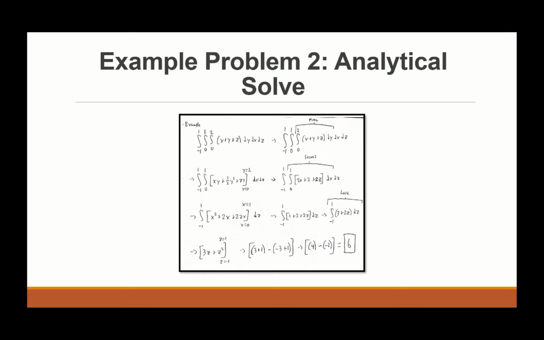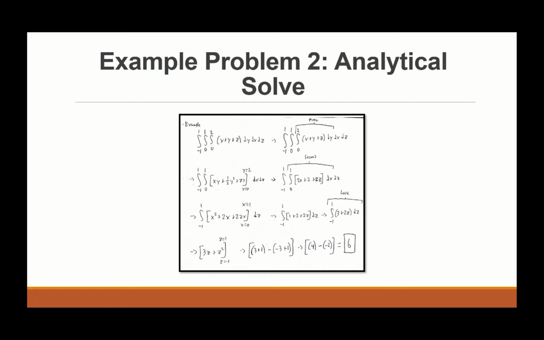Once again, 0 is useless because every single variable has a y attached, so that would all go to 0. So you just plug in y equals 2. Then you're left with the double integral of 2x plus 2 plus 2z, with respect to dx dz. So you take the second integral with respect to x. So you have the integral of -1 to 1, x squared plus 2x plus 2zx, from x equals 0 to x equals 1. Once again, 0 is useless, so you just plug in 1.